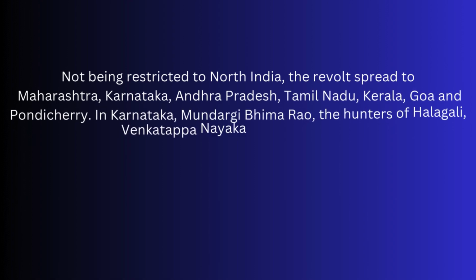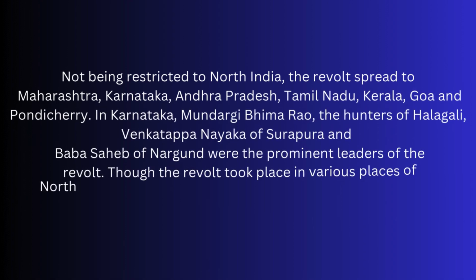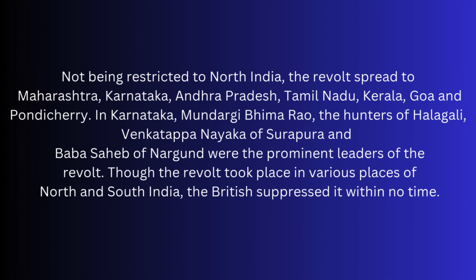Not being restricted to North India, the revolt spread to Maharashtra, Karnataka, Andhra Pradesh, Tamil Nadu, Kerala, Goa and Pondicherry. In Karnataka, Mundargi Bhima Rao, the hunters of Halagali, Venkatappa Nayaka of Surapura and Baba Saheb of Nargund were the prominent leaders of the revolt. Though the revolt took place in various places of North and South India, the British suppressed it within no time.